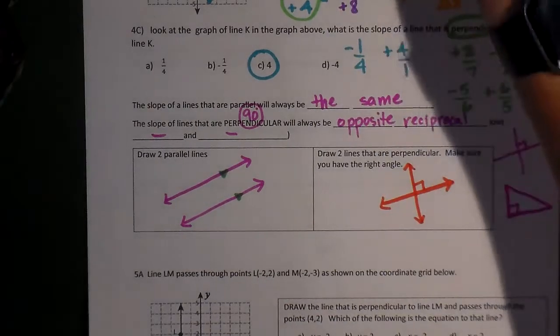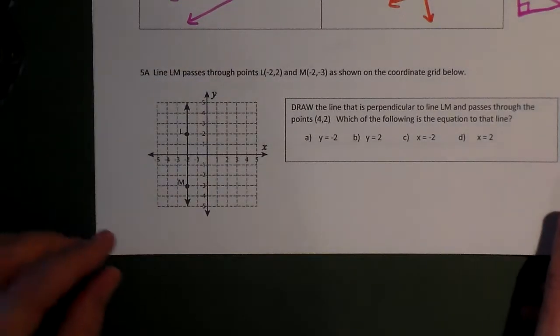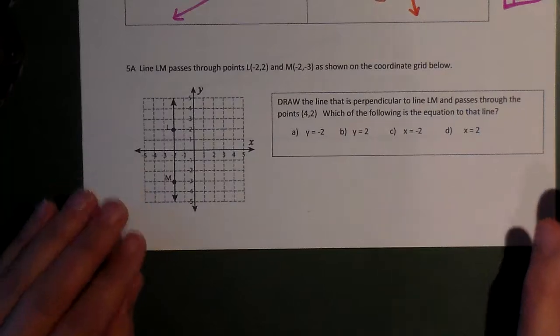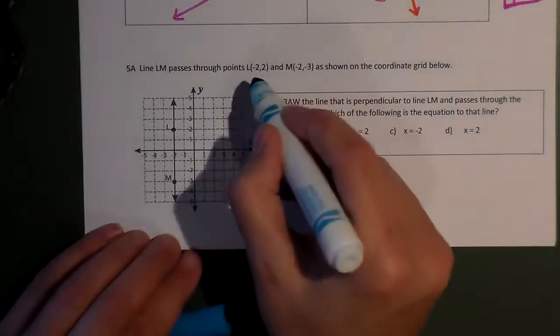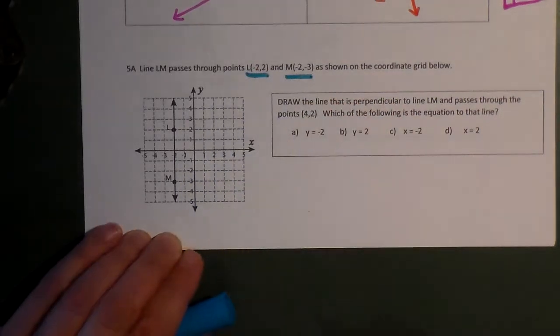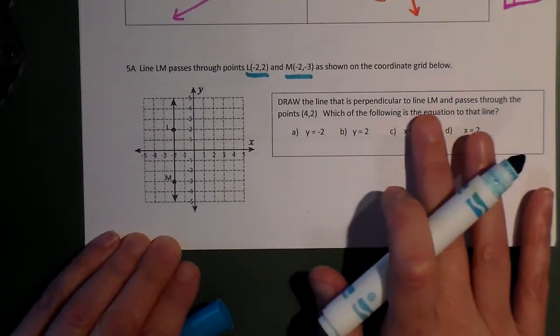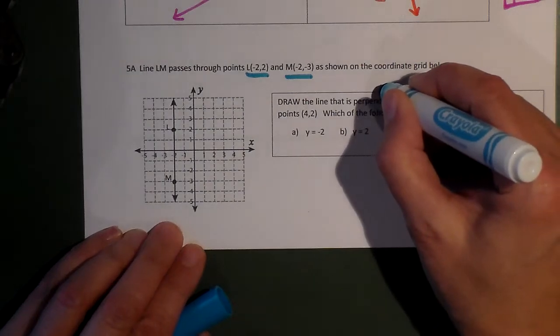Okay, so let's look at 5A. I'm going to do 5A and 5B on this video, and then I'm going to patch to another one. So 5A says line LM passes through points L (-2, 2) and M (-2, 3). Okay, so that's our line here. Draw the line that is perpendicular. Okay, that perpendicular, what does that mean again?